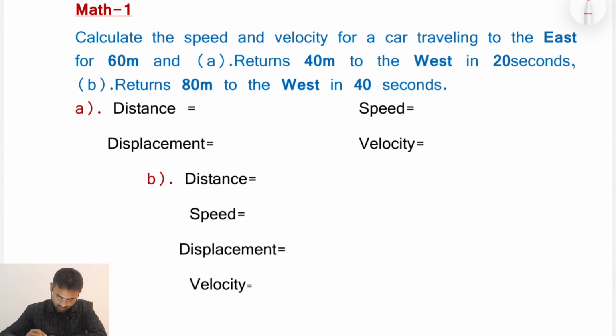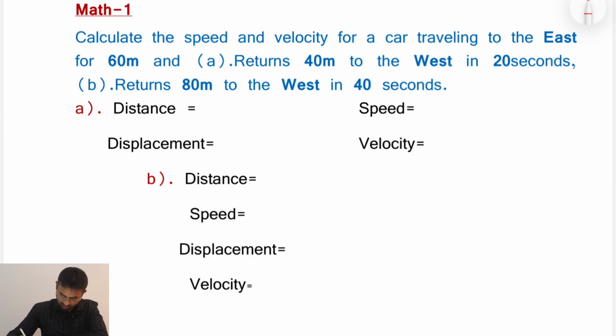Question is that calculate the speed and velocity for a car traveling to the east for 60 meter and question A returns 40 meter to the west in 20 seconds. Question B returns 80 meter to the west in 40 seconds.